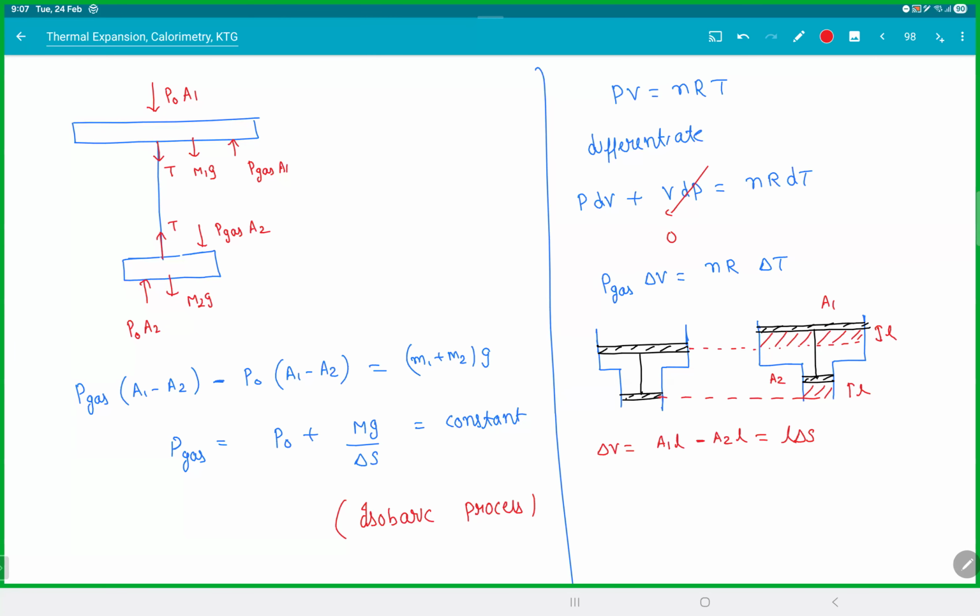So every time this thing moves by distance L, the A1 will increase the volume by A1L, whereas A2 will decrease the volume by A2L. You end up with L into delta S. Yeah, you got everything. So the pressure of the gas will be P naught plus mg by delta S. Change in volume is L into delta S.